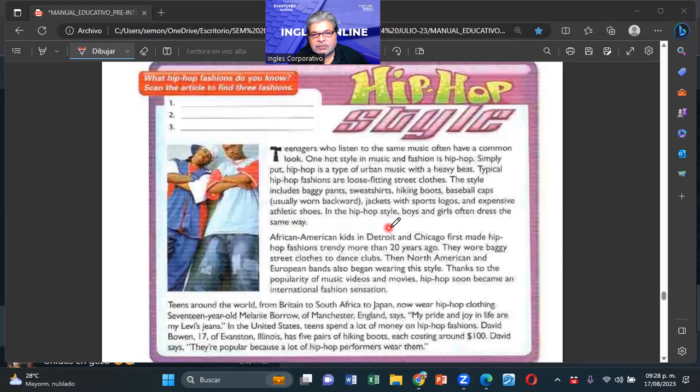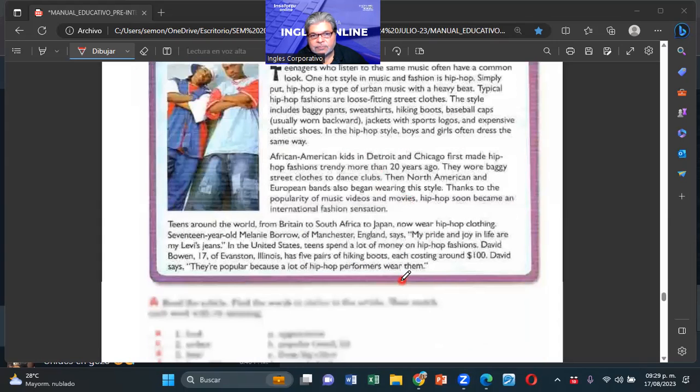African-American kids in Detroit and Chicago first made hip-hop fashions trendy more than 20 years ago. They wore baggy street clothes to dance clubs. Then North American and European bands also began wearing this style. Thanks to the popularity of music videos and movies, hip-hop soon became an international fashion sensation. Teens around the world, from Britain to South Africa to Japan, now wear hip-hop clothing.